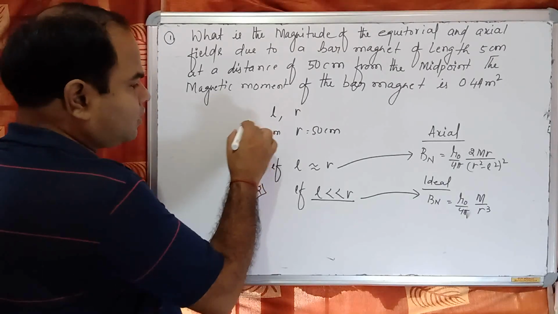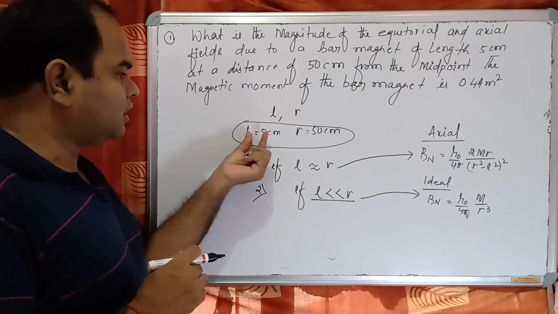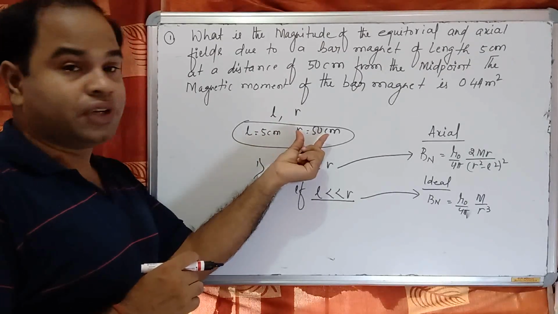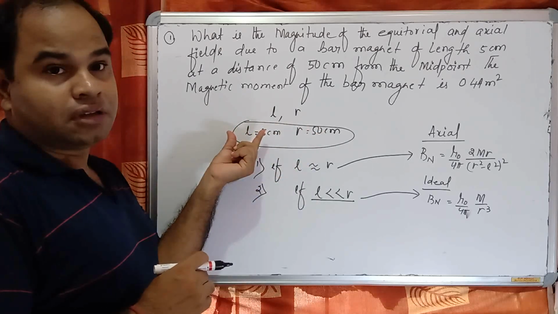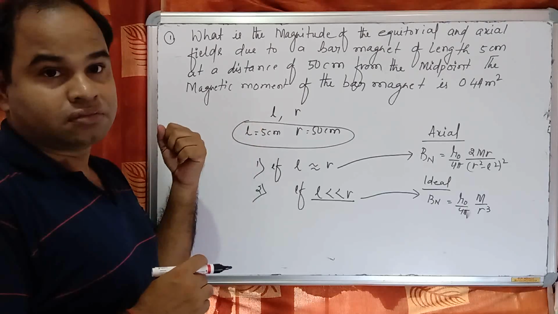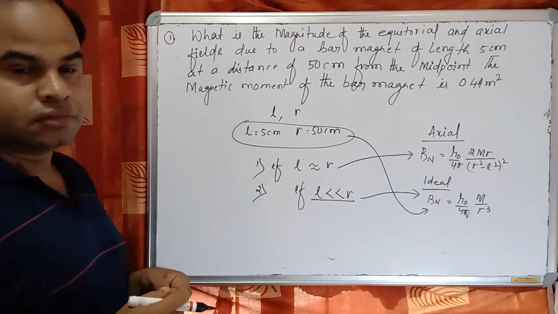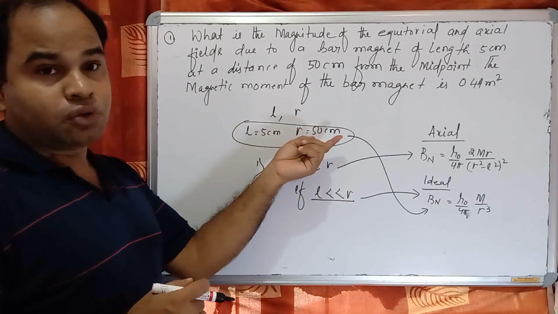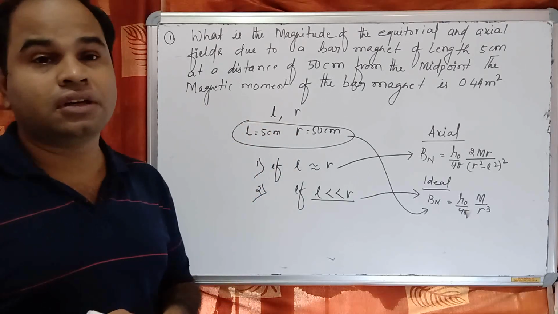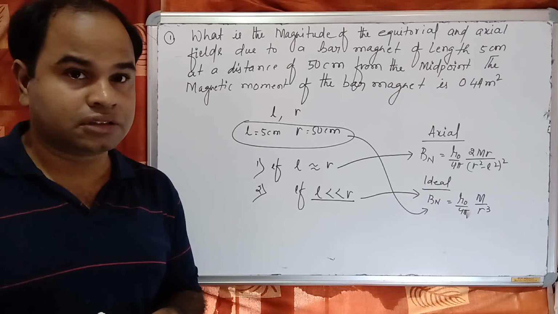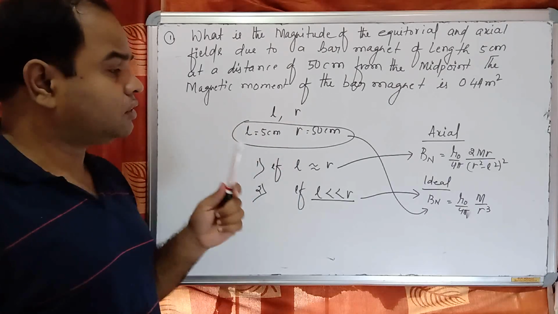If we look at a question, in this question L is 5 cm and R is 50 cm, so R is 10 times that of L. So in this case we will use this formula, because the distance where the effect is felt, that is the distance where the net magnetic field is to be found, R, is greater than L. So in that case it is an ideal dipole.